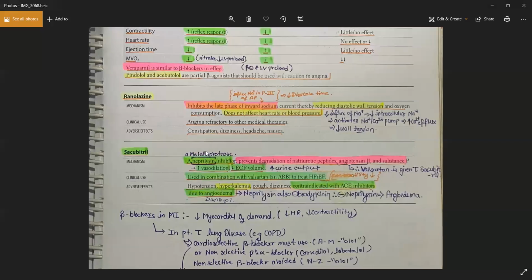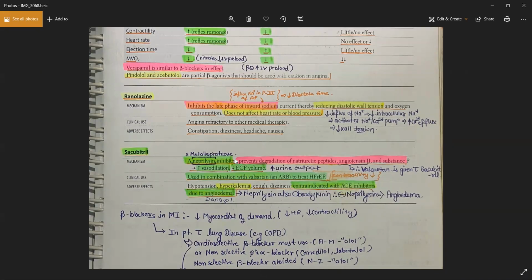Okay, then comes the sacubitril drug, which is a neprilysin inhibitor, and like we have discussed, this neprilysin actually degrades the ANP and BNP. So if you use this drug, the concentration of the ANP and BNP will be increased. Okay, and you will get the symptoms, of course. So you use this drug only for heart failure.